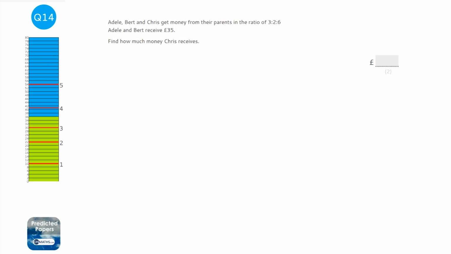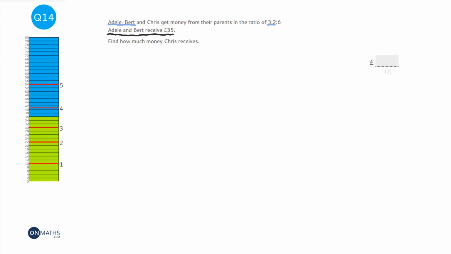Whenever answering questions involving ratios, always just double check that you read the question, because here it might look like the total is £35, but if you read the question it says Adele and Bert received £35. Now, to do this question, we've got to first of all work out how much Adele and Bert are getting in the ratio, how many parts.